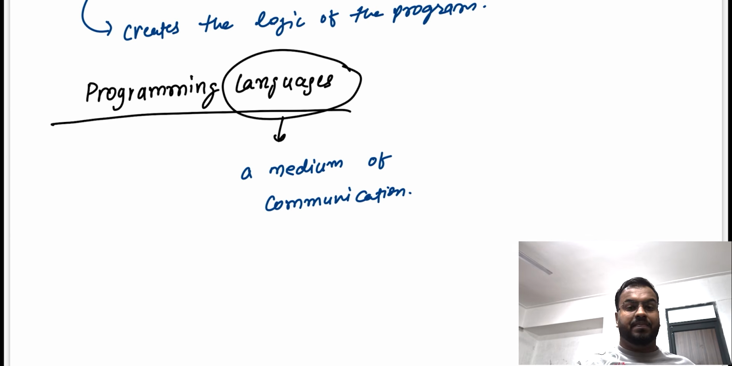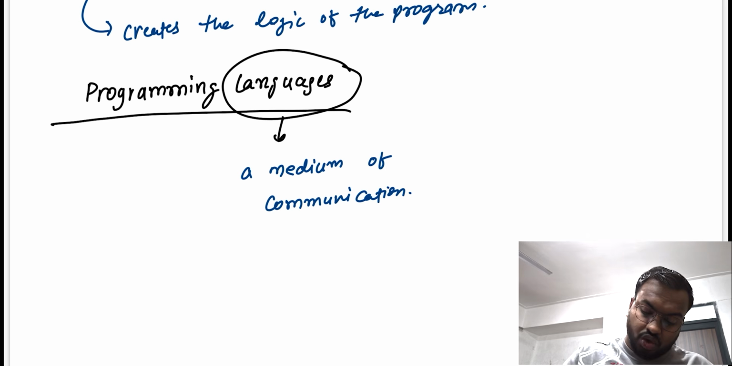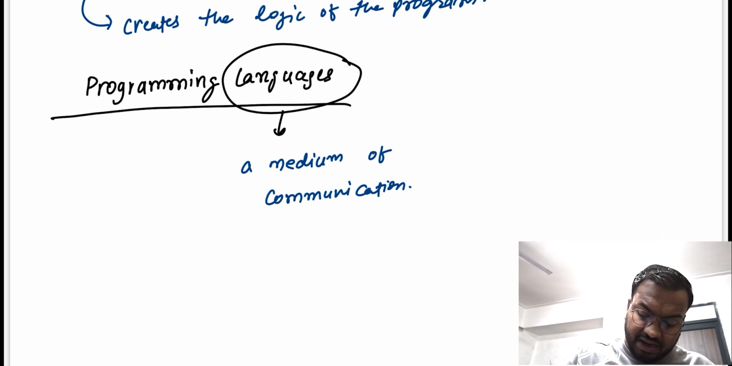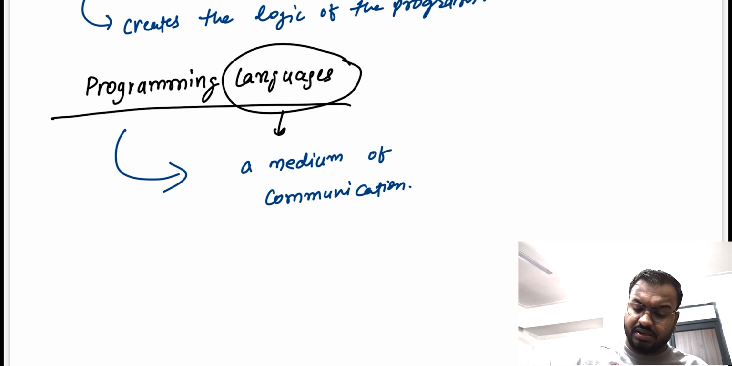In the same way, computer understands a specific type of language. It can't understand human supported language. For example, if I write any program in English, the computer can't understand. So that's why programming languages have been introduced. Programming languages are a medium of communication with the computer.